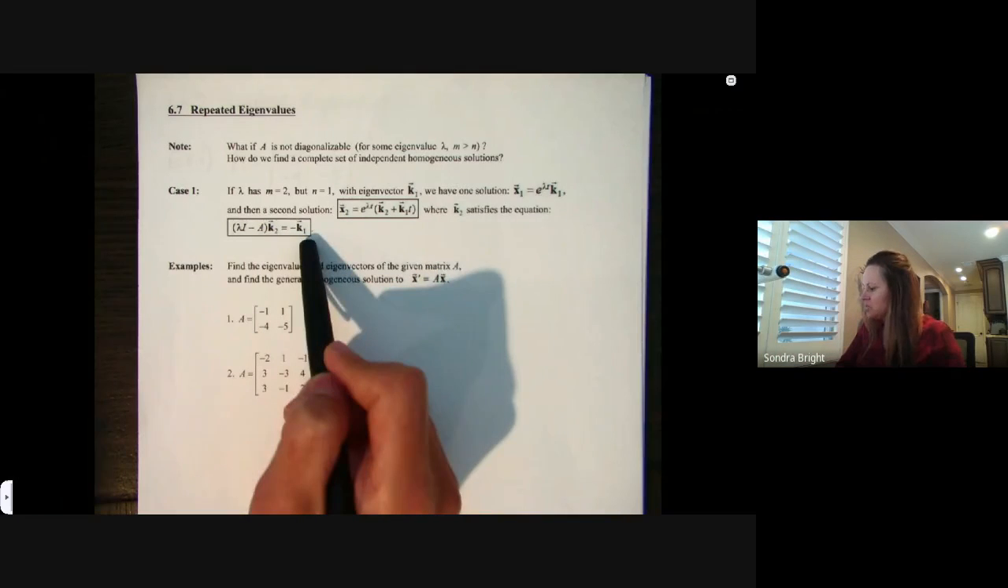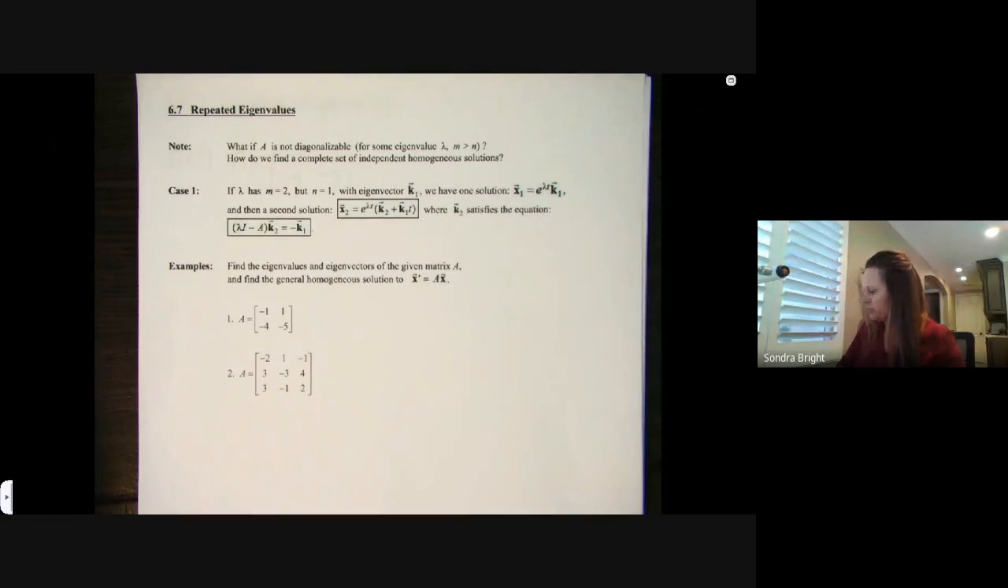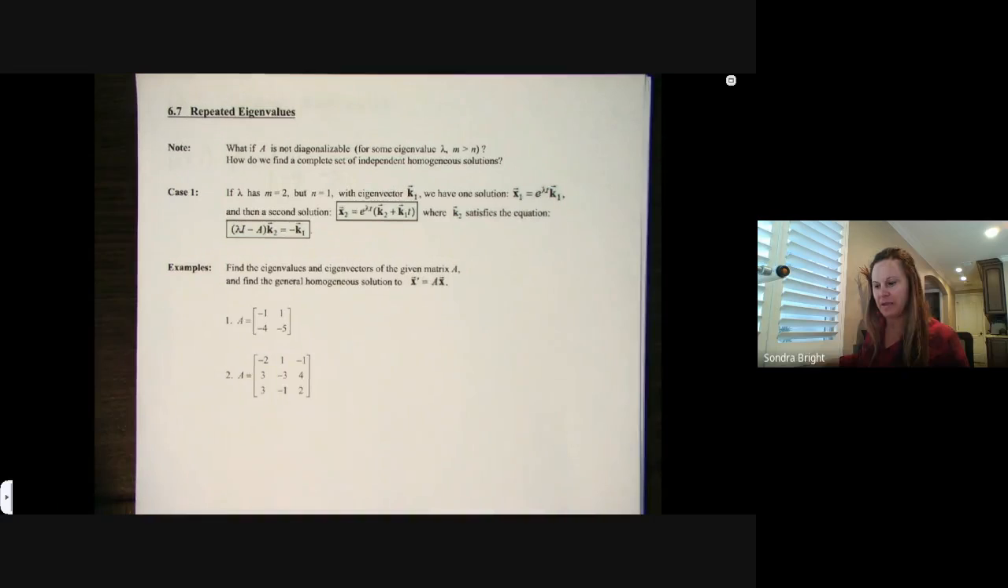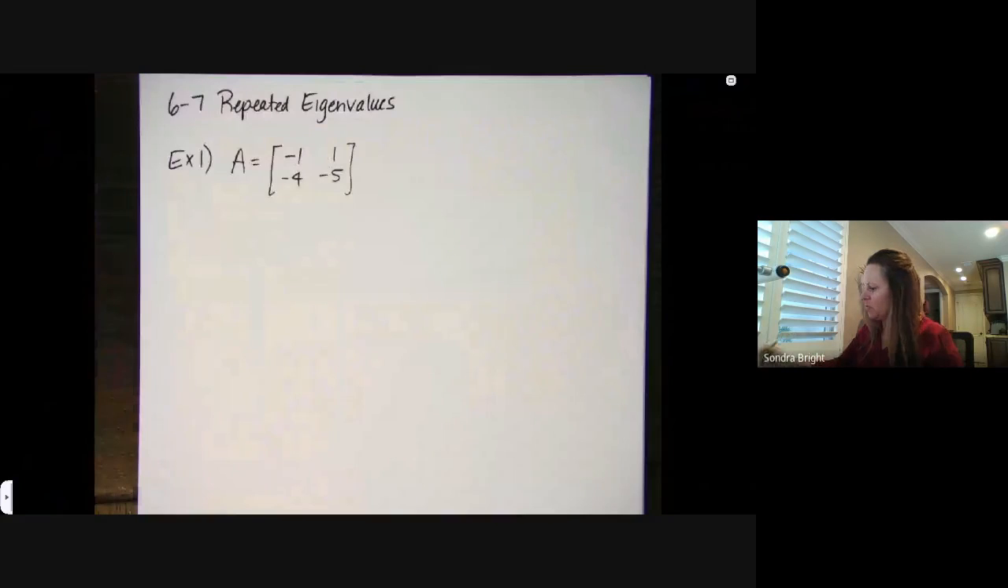Okay, so let's do it. We're going to find the eigenvalues and eigenvectors of the given matrix A, and then find the general homogeneous solution to x prime equals A times x. All right, so here is example 1, where matrix A is this guy.